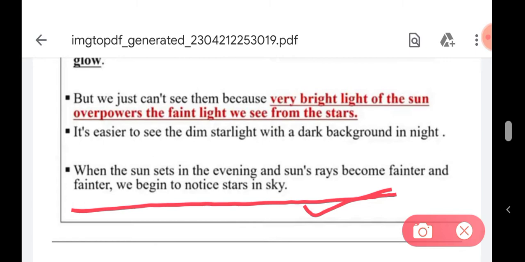So whenever this question comes to your mind, do stars disappear during the day? No, they are still there, but they are not visible because of their dim, faint light. Their light fades in the presence of the sun. That's why they are not visible to us, but they are still there.